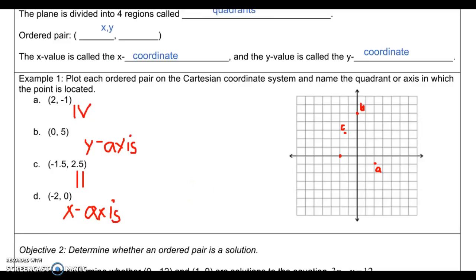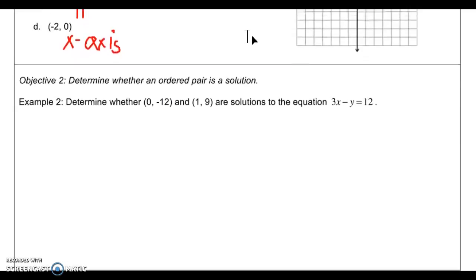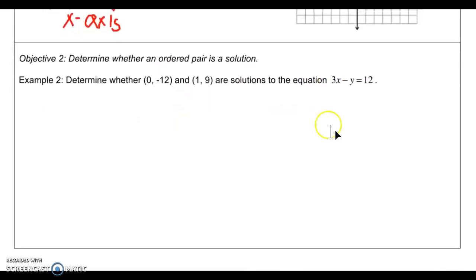All right, so going on to objective 2, we want to determine whether an ordered pair is a solution. So reminder, this here, the coordinates x comma y, is an ordered pair. And we want to know if that satisfies or is a solution to an equation. So determine whether 0, -12 and 1, 9 are solutions to the equation. And the way we do this is by substituting those values and seeing if we end up with a true statement. So our equation here, 3x minus y equals 12, and the point that we're testing is 0, -12.